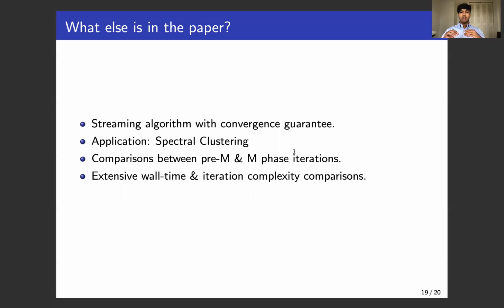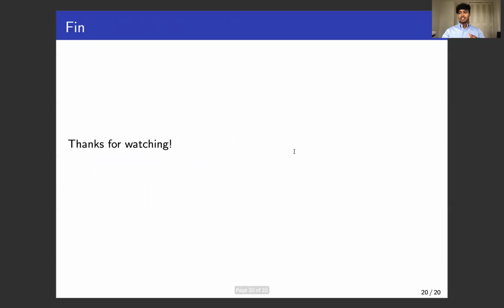We also compare the number of pre-M iterations versus M iterations, because you might be wondering, we don't want to stay in the pre-M phase for too long because we're essentially concurrently running two power methods, which is a little expensive. But we show that the pre-M phase does not last that long. So essentially, we're not expending too much computational energy trying to approximate lambda sub 2. And then we also conduct extensive wall time and iteration complexity comparisons between ourselves, perfectly performing power plus M, vanilla, Lanczos, and other variations. Okay, so that's it.